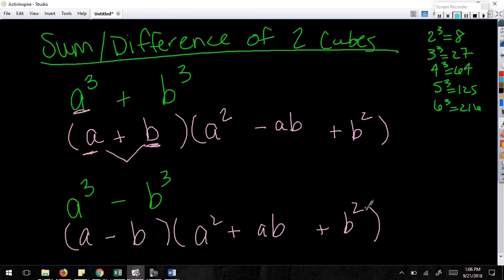On the bottom, minus plus plus. Because if it's a difference of two cubes, the signs go same, change, plus. It's always same, change, plus. All right. Let's do an example.